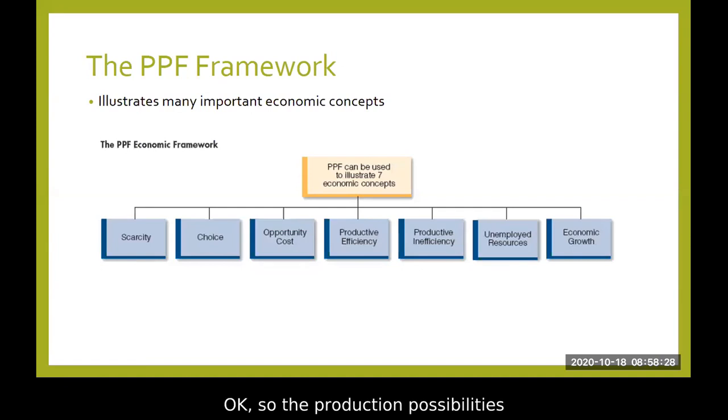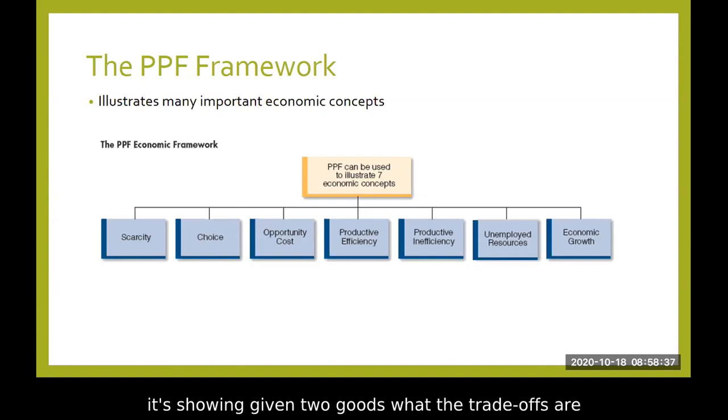Okay, so the production possibilities frontier framework is relatively simple in illustration. It's showing, given two goods, what the trade-offs are between producing these and how we can show all of the different possible points of output. So even though it's relatively simple in illustration, it highlights a lot of very important economic concepts.